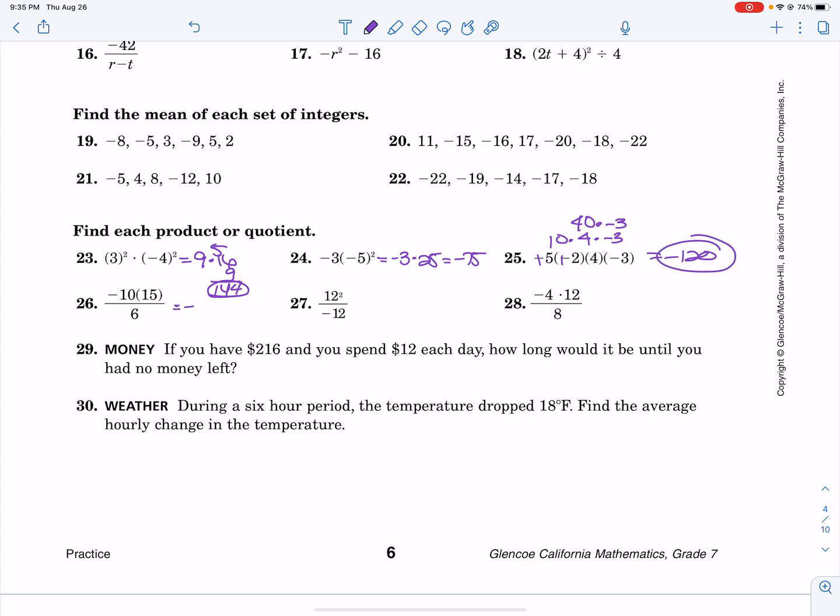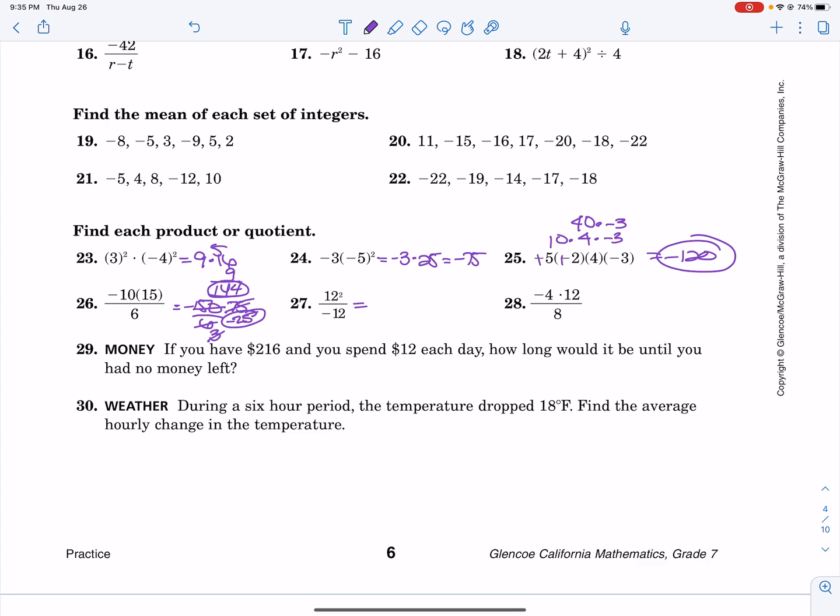-10 times 15 is -150 divided by 6. That actually reduces. Now, when you reduce or cancel something out, if you don't know what 150 divided by 6 is, take it by 2. So I first divide by 2 out of everybody. And then when I divide this by 2, I get 75. Then I can divide by 3 and I get 25, and it is negative.